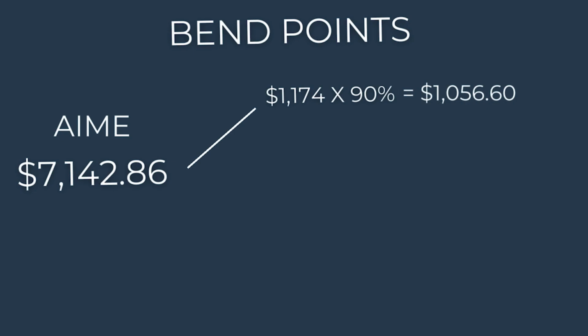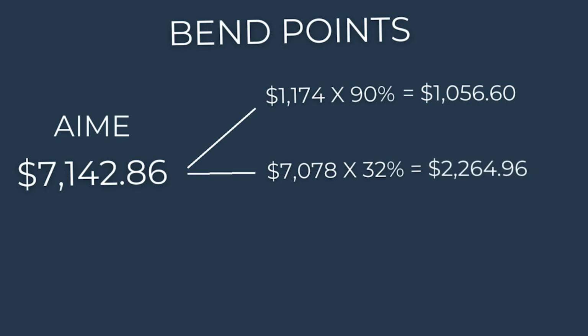So the first bend point would be $1,174 times 90%, which is $1,056.60. The next bend point would be $7,078 times 32%, which is $2,264.96. The next bend point would be the amount of your AIME that is over $7,078, which in this example is $64.86. Multiply that by 15% and you come up with $9.73.